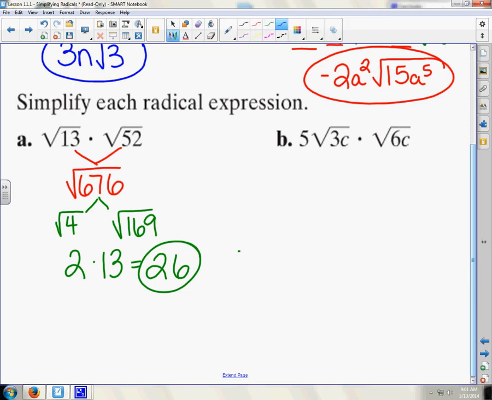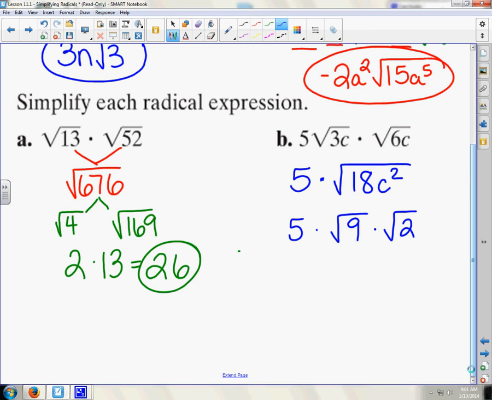Here it's not so easy, so I have my 5, I leave my 5 outside, and then under I'm going to have 3 times 6, which is 18, and c times c is c squared. So then I have 5 times the square root of 9 times the square root of 2 times the square root of c squared. I broke that into 3 different terms.